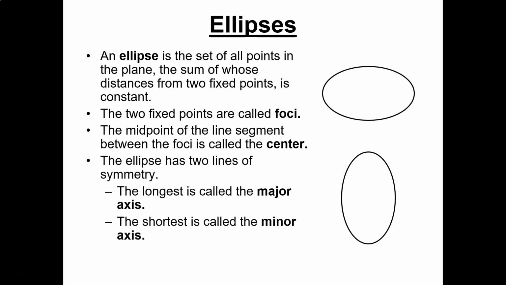And the ellipse has two lines of symmetry. It has one called the major axis and one called the minor axis. So we're going to label those on these pictures that we have here.